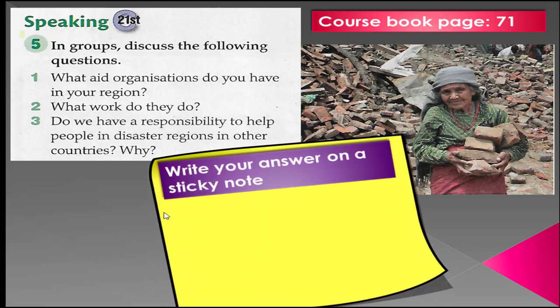So write your answers on a sticky note. I'll give you 3 minutes to prepare your answers, and please try to share them with your friend or with your family, or keep them in your book, in order to maybe be your responsibility, or be your attitude toward the organizations or the aid organization. So please write your own answer on a sticky note. You will be given 3 minutes to do that. Start.